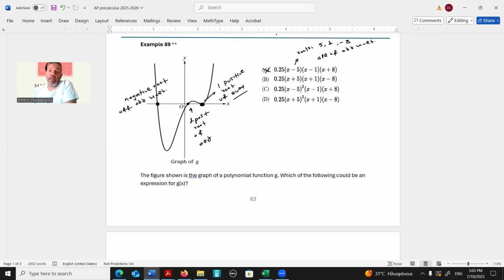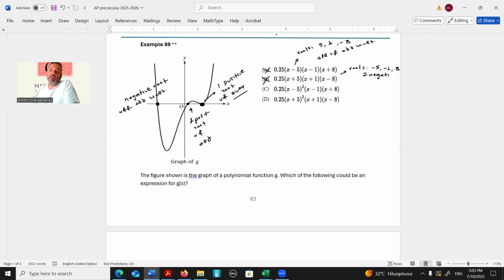Let's go to B. In B, we have the roots of negative 5, negative 1, and 8, which means that we have two negative roots. This should also be rejected. We saw, when we tried to understand the graph, that it has only one negative and two positive real roots.